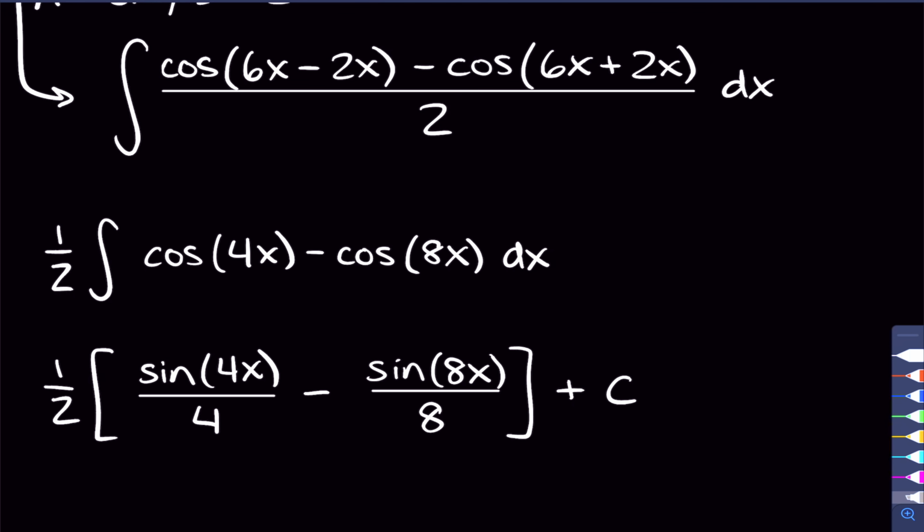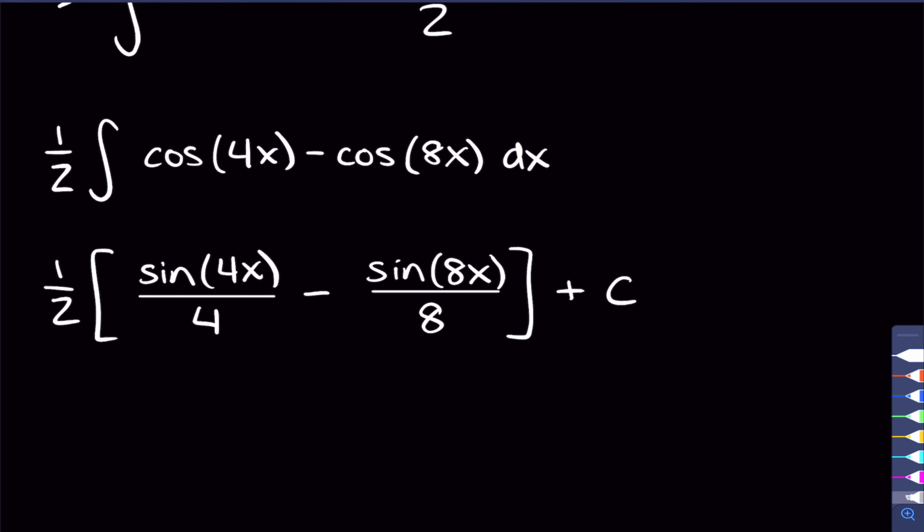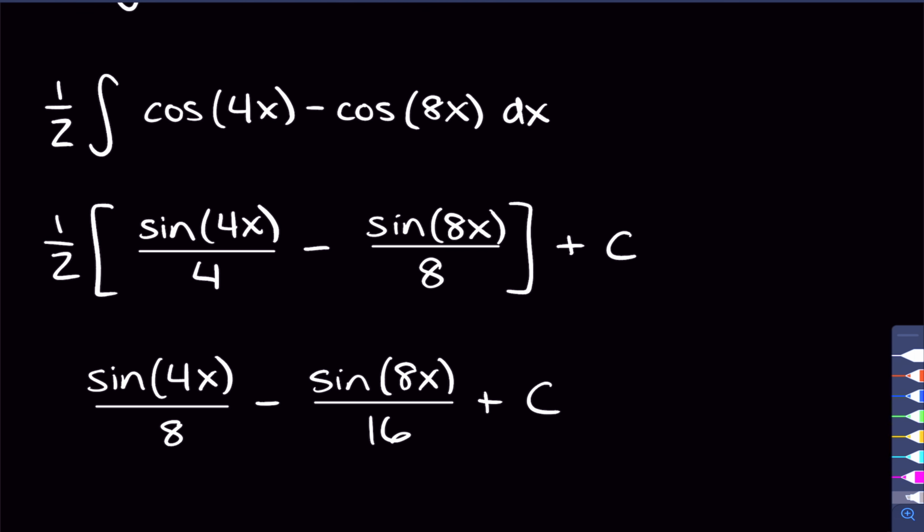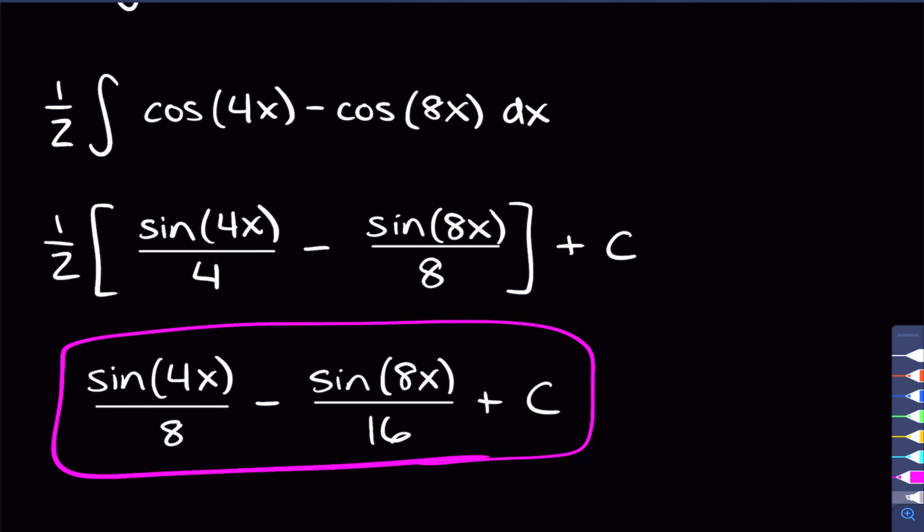So now all that's left to do is multiply that 1/2 through. So we're going to get sine of 4x over 8 minus sine of 8x over, this will be 8 times 2, which is 16. And then we have plus c. And that is the answer for the last problem for this video.